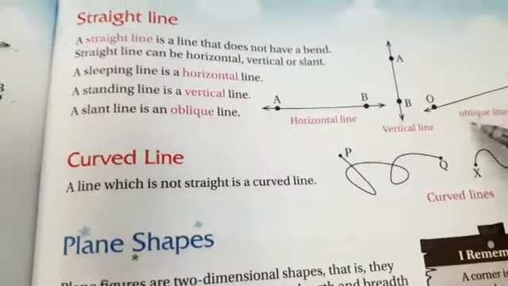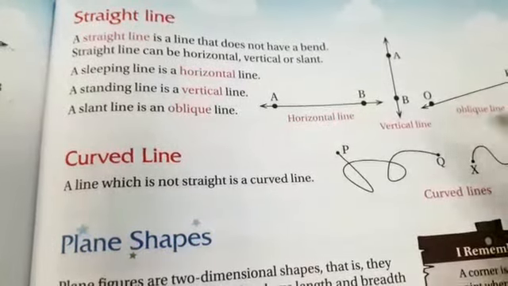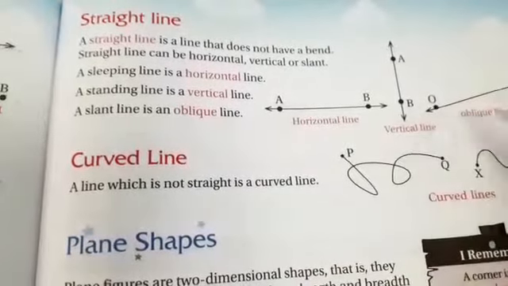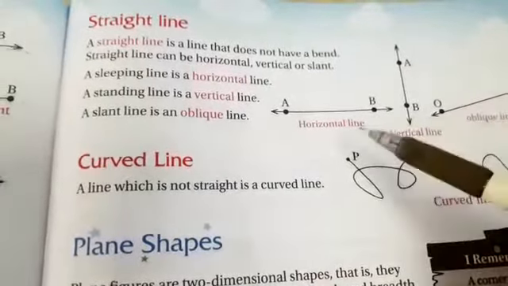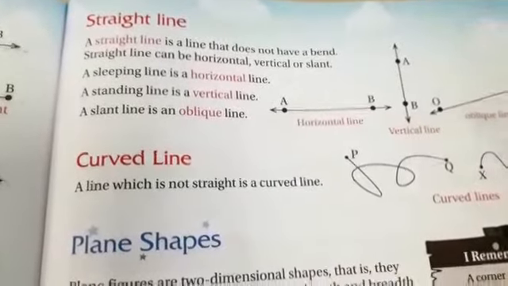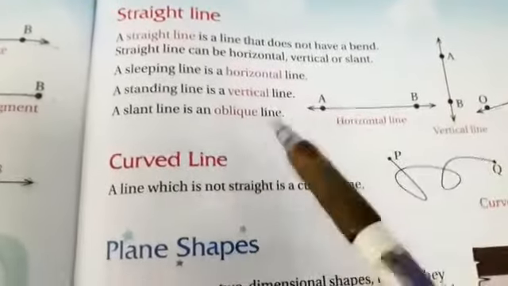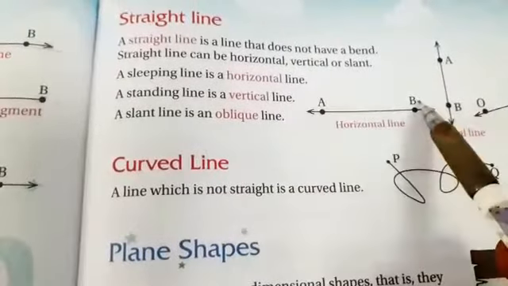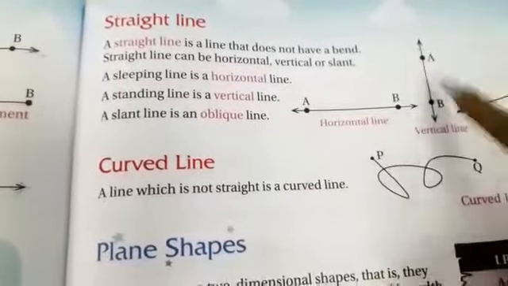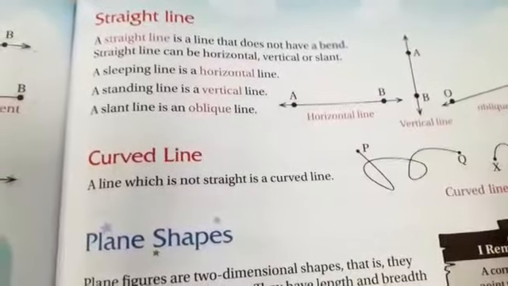O-B-L-I-Q-U-E, oblique line. Horizontal line, vertical line, oblique line. The lying, standing and slant lines are called straight lines. That is a horizontal line, that is a vertical line, that is a slant line.